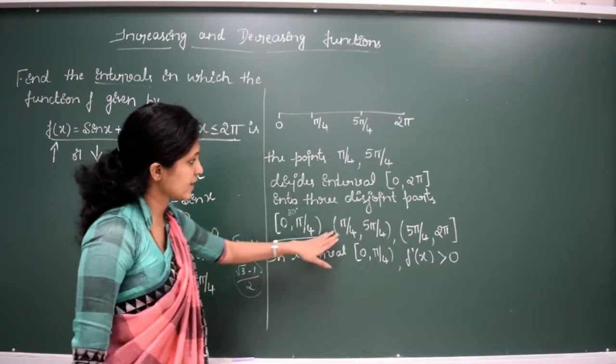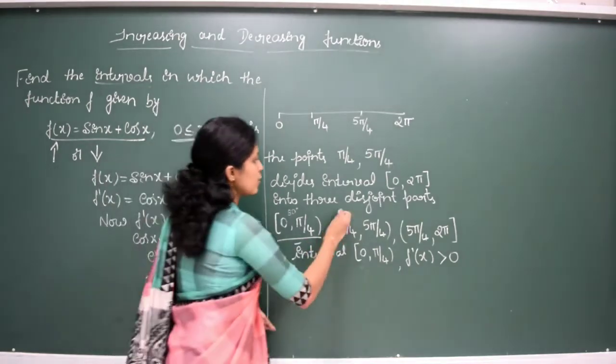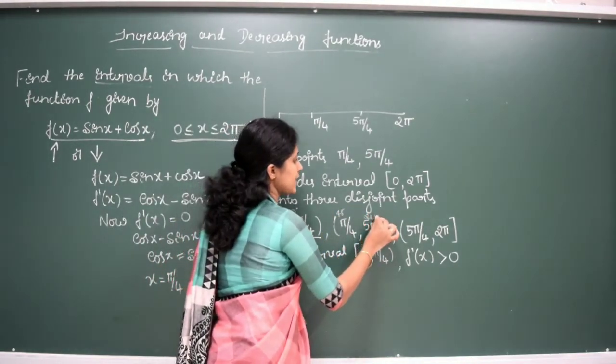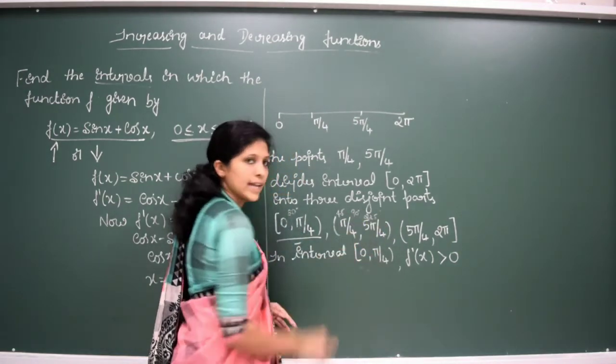Now we will check with the second one. Pi by 4 to 5 pi by 4. Pi by 4 is 45 degrees, right? 5 pi by 4 means it is 225 degrees. In between, many values are there. Even 90 degrees is also included, right?